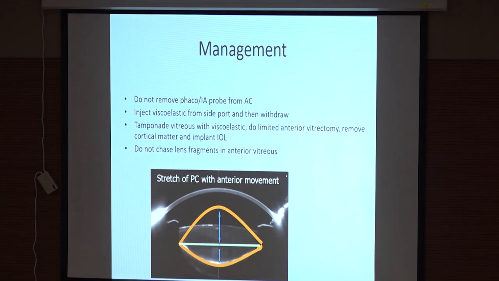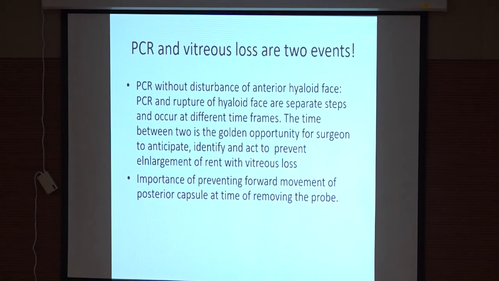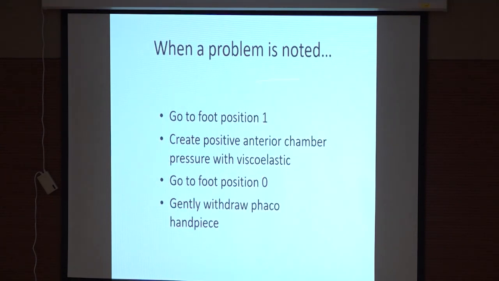You need to tamponade with viscoelastic. So the first thing you do is go to foot switch position 1, which is just irrigation, and then you start putting viscoelastic from the side port with the other hand. And as the viscoelastic goes in, some of it also comes out because of the irrigation flow in the eye. But once you have an adequate amount, then you go to foot switch position 0 and come out. This whole balance is to not let the anterior chamber shallow while you are coming out of the eye.